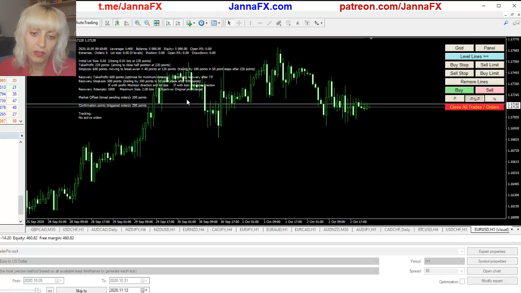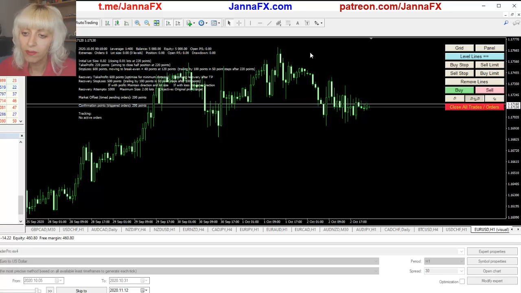It also has recovery switched on, but I'll make a separate video on the recovery because you have different modes. This video is just for if you're using the EA for the first time, to know how to place the orders. And of course, as I was telling you, buy stop, sell limit, buy limit, with distances that you can change. At this moment I have 200 points.